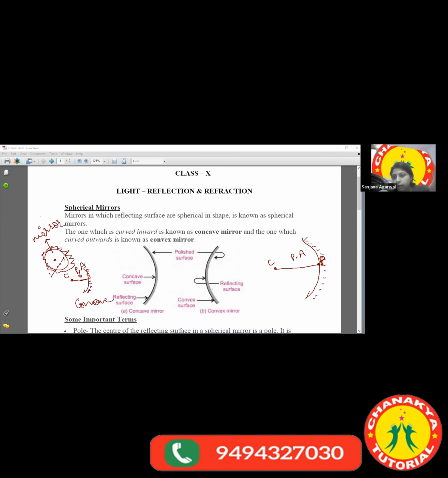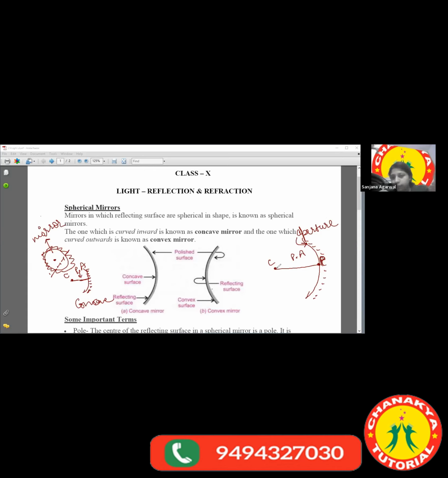Next, whatever portion of the mirror is the reflecting area is known as the aperture. Whatever portion we have in the mirror that is acting as a reflecting area is known as the aperture of the mirror. The whole circular shaped area, bulging inwards.